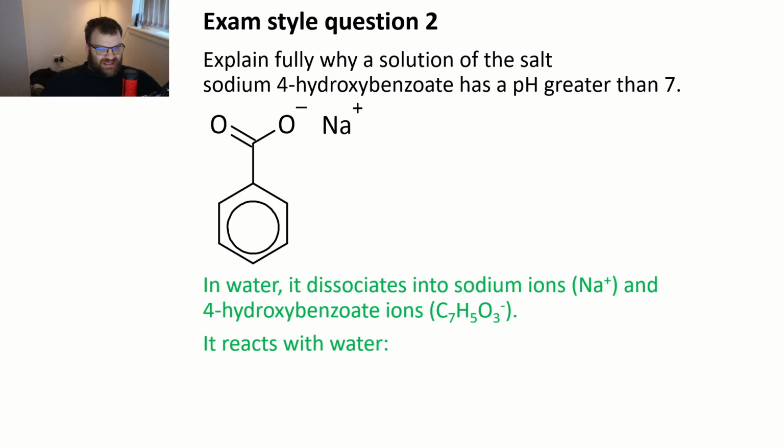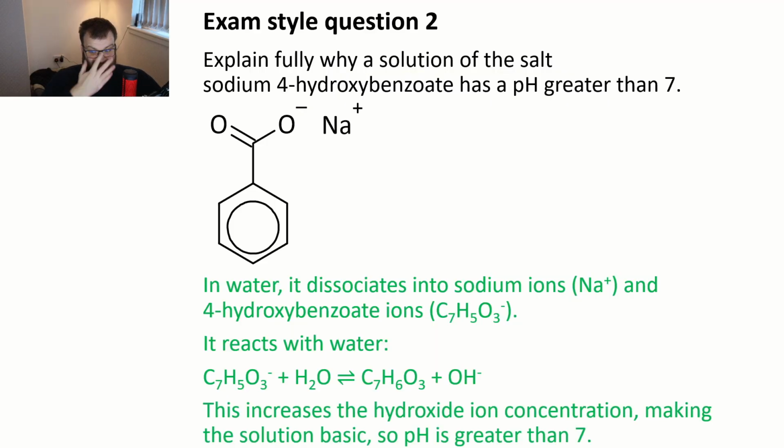The water is going to give up one of its hydrogens to that bit on the left, the conjugate base, which is going to become the weak acid. So I'm going to replace that and make it back into the carboxyl group. And when we do that, that leaves you with excess hydroxide. Hydroxide ion concentration is increased. Basic solution, pH greater than 7.